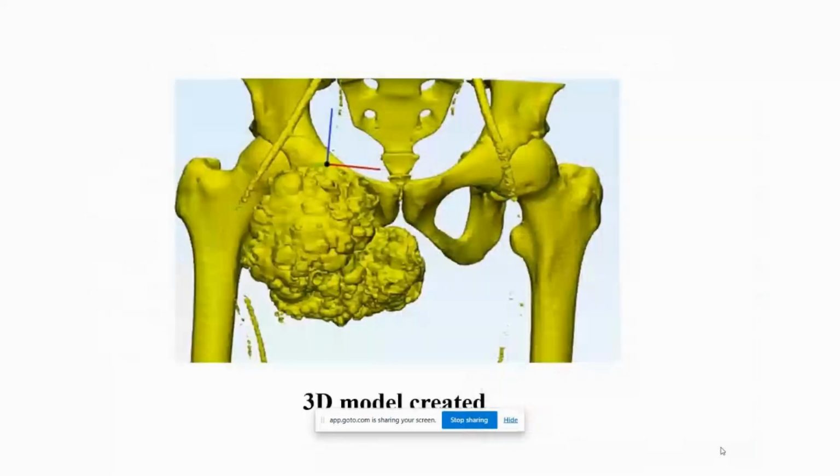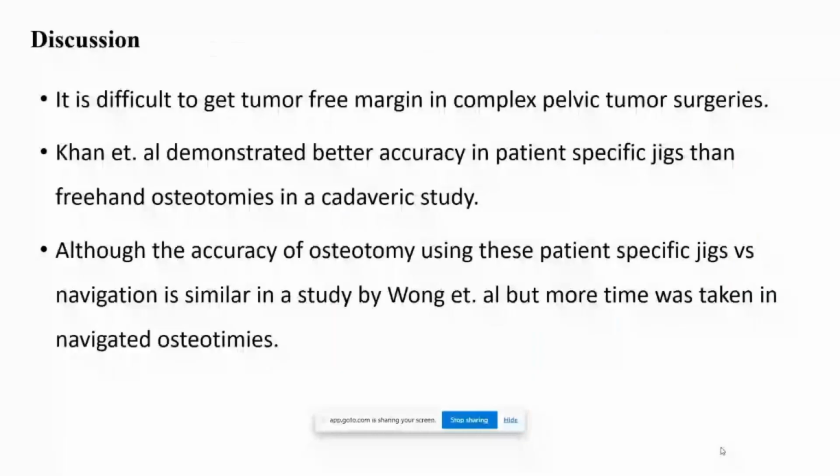in these cases. It is difficult to get a tumor-free margin in complex pelvic tumor surgery. Patient-specific jigs have better accuracy than freehand osteotomy in cadaveric studies. Although the accuracy of osteotomy versus navigation is similar in a study by Wong et al., more time was taken in the navigated osteotomies.